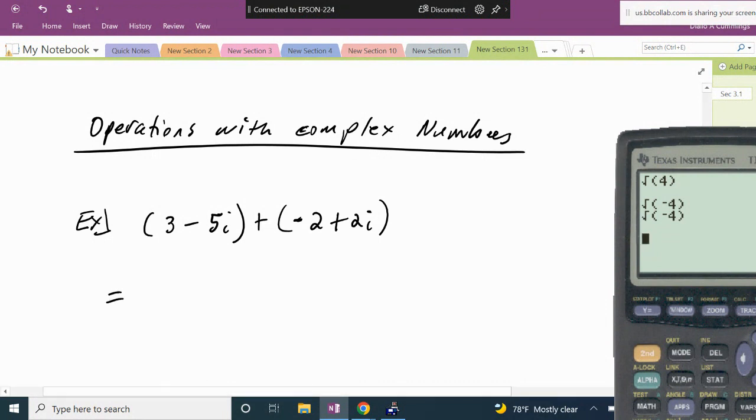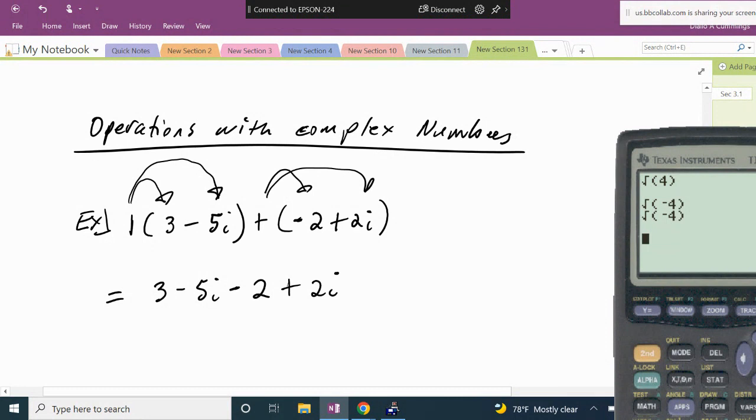In order to do that here, I'm just going to remove the parentheses and combine like terms. If I look at this first set of parentheses, I have 3 minus 5i. Keep in mind that there is an imaginary 1 in front of that parenthesis. In order to remove the parenthesis, I can distribute the 1, and that's basically going to remove the parentheses, and we have 3 minus 5i. I'm also going to remove the set of parentheses from that second term. Here again, I'm going to distribute positive 1. So we have negative 2 plus 2i.